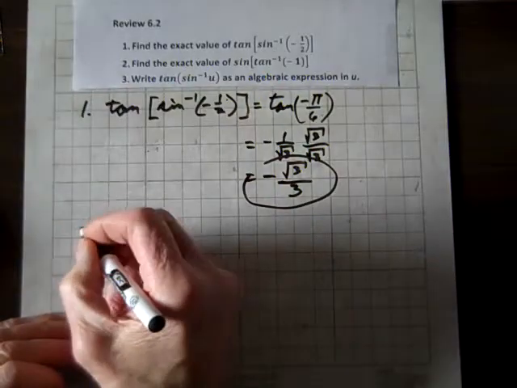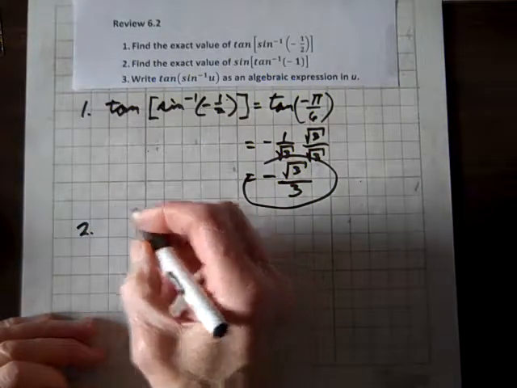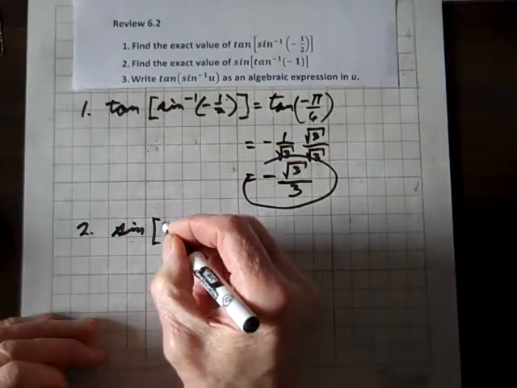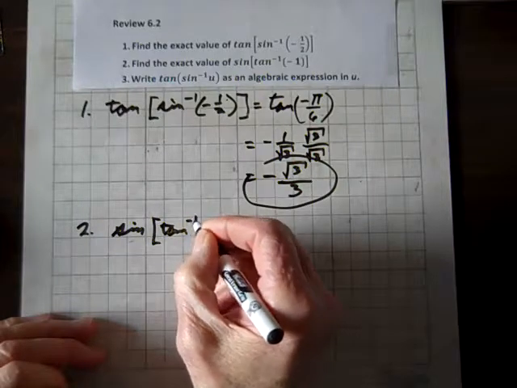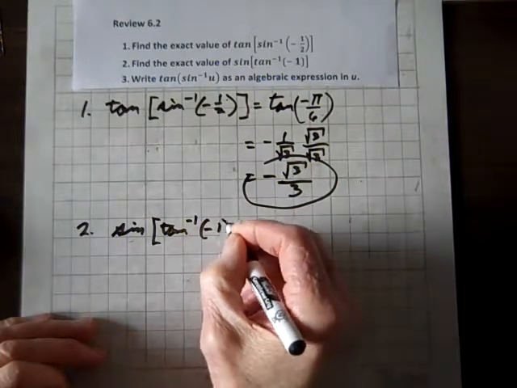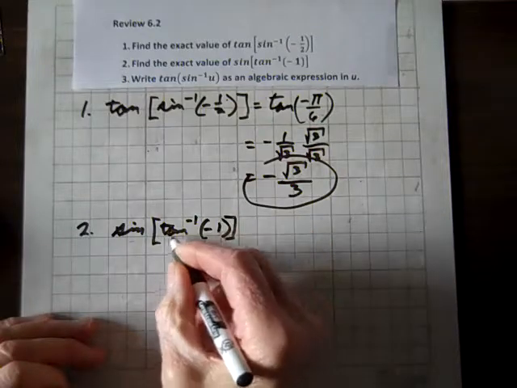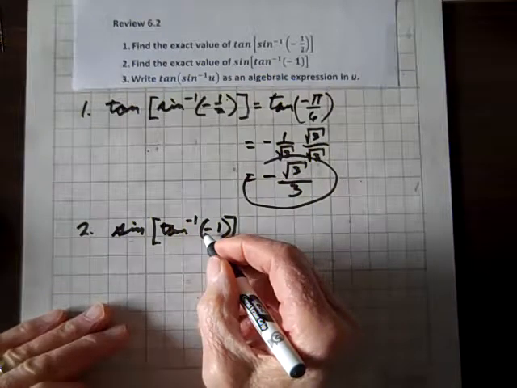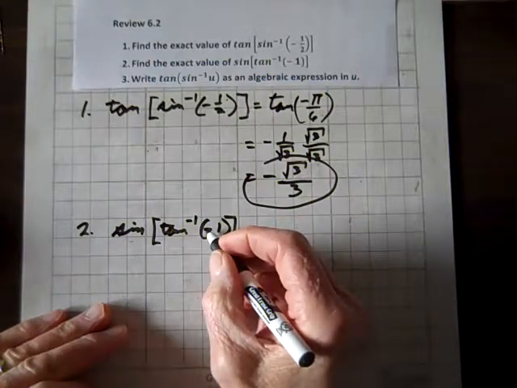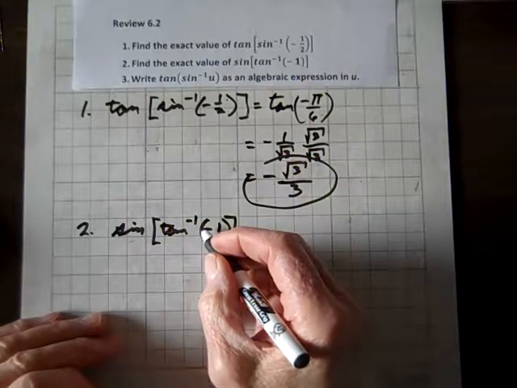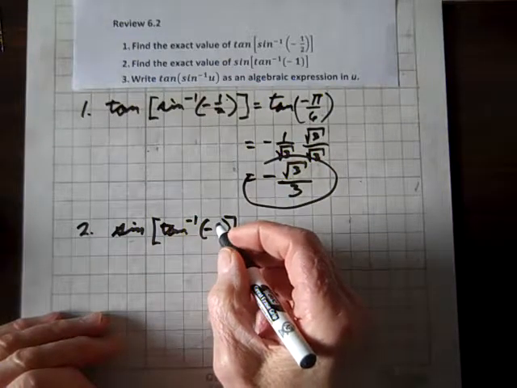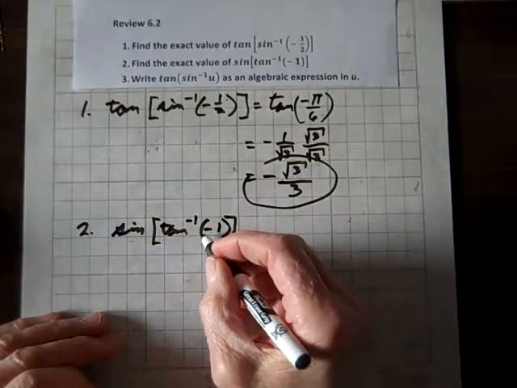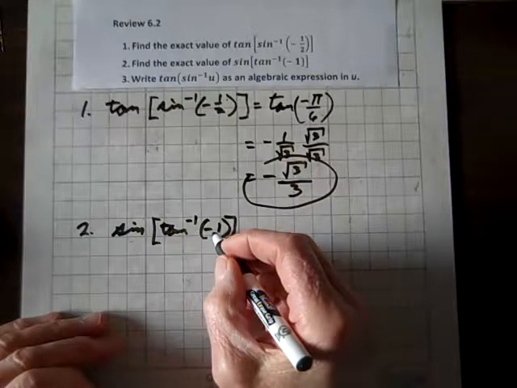Now let's do number 2, and we've got to find the exact value of the sine of the inverse tangent of negative 1. And so the inverse tangent of anything is an angle, and the range of the inverse tangent function is the first and fourth quadrants also. The reference angle is pi over 4, because tangent of pi over 4 equals 1.